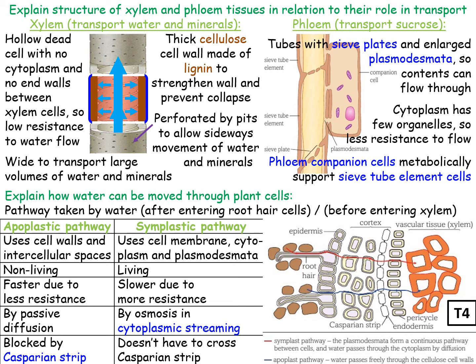In the symplast method, the water and minerals flow through the cell membrane, the cytoplasm, and the plasmodesmata. So this is through a living pathway, which is slower due to more resistance, and the water moves by osmosis and cytoplasmic streaming. It doesn't have to cross the Casparian strip.